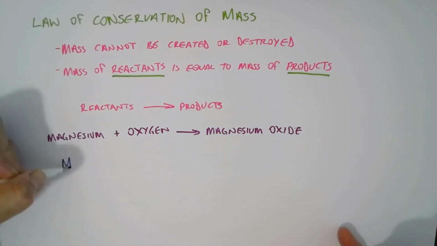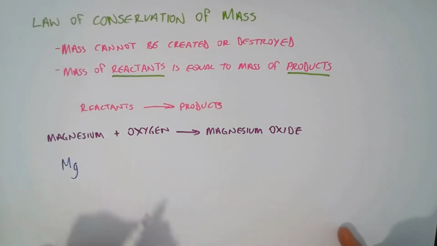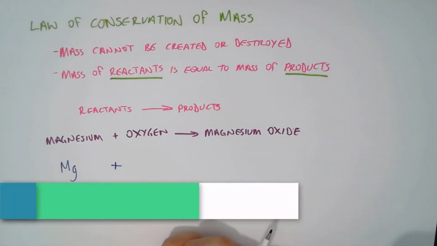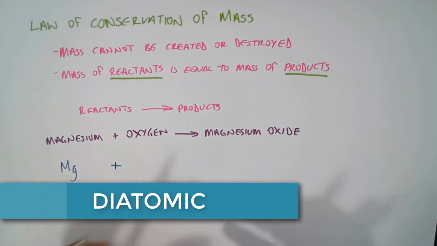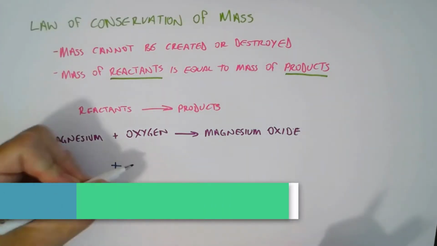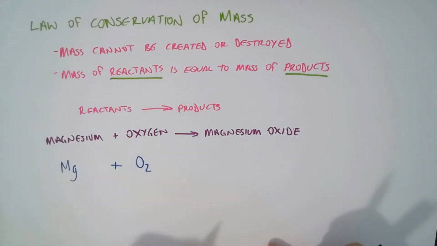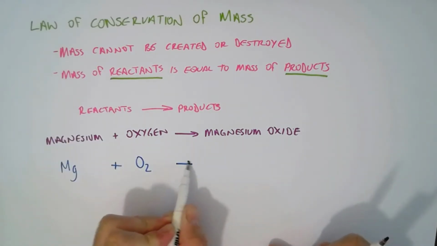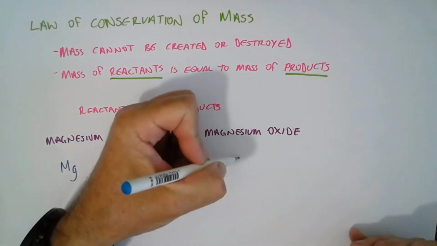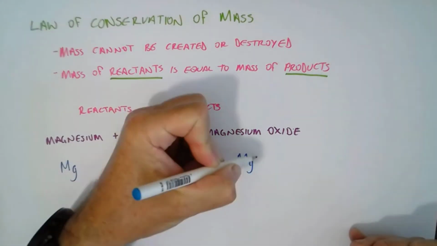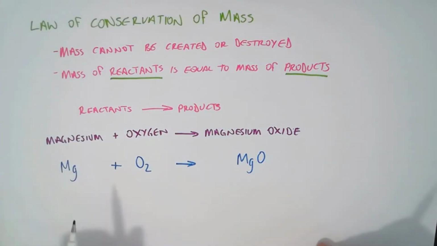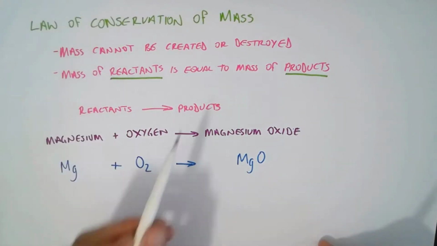So magnesium metal is just Mg. Now, oxygen. Oxygen is what we call diatomic. That means that it always exists in two atoms together. So, O2. And the magnesium oxide has the formula MgO.